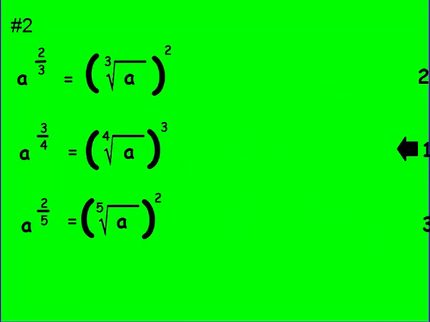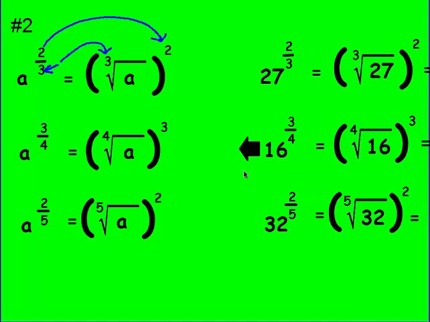You can have a number raised to a fraction such as 2/3. When you do that, the denominator is your index, and your numerator is your power. So you're finding the cube root, getting that answer, and then you square it. A to the 3/4 power, you're finding the 4th root of a, and then you cube the answer. Here it's the 5th root of a, and then you square the answer.